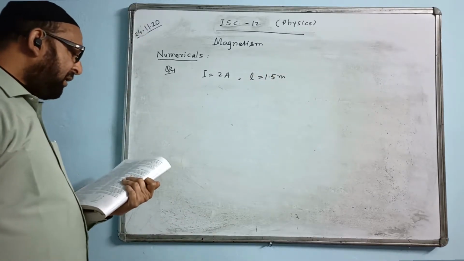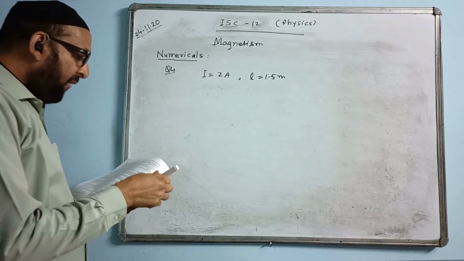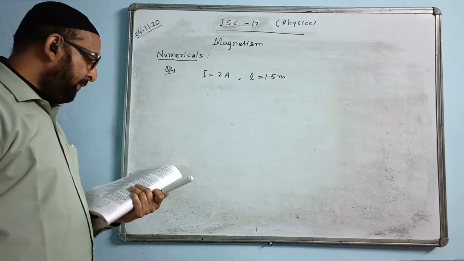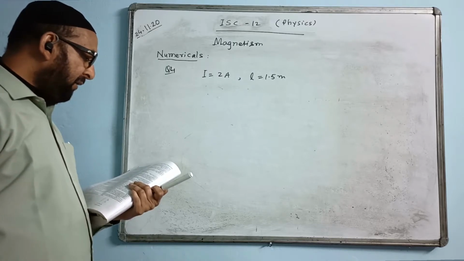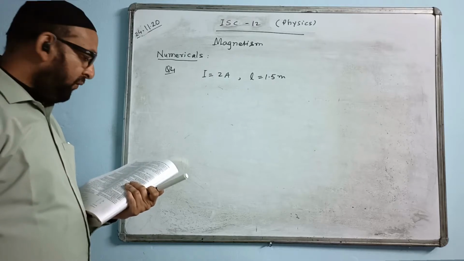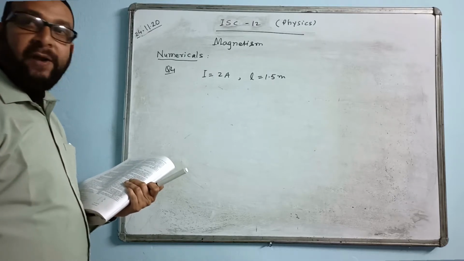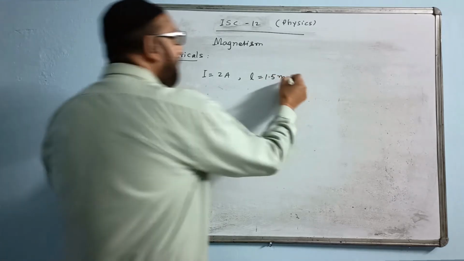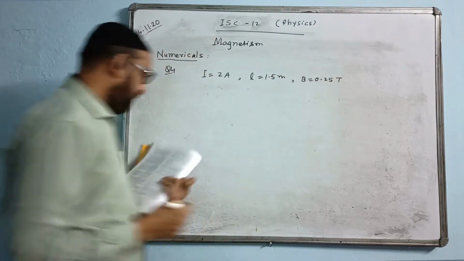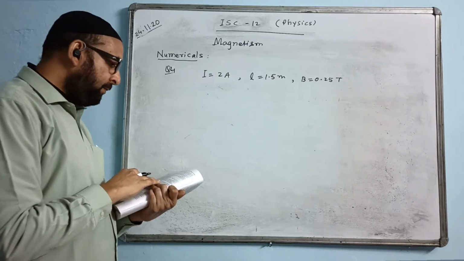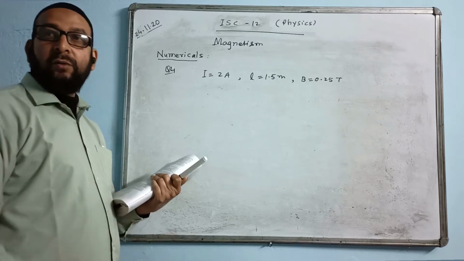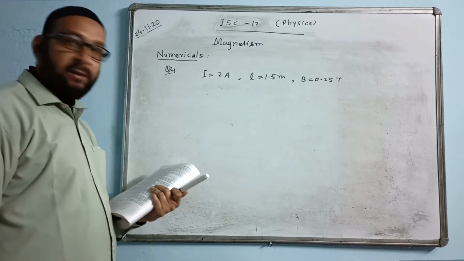A wire carrying a current of 2 ampere and 1.5 meter in length is placed in a magnetic field of 0.25 Tesla. That means the value of B is given, 0.25 Tesla. What is the force on the wire if it is placed?